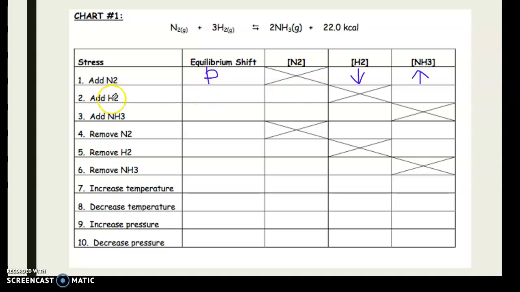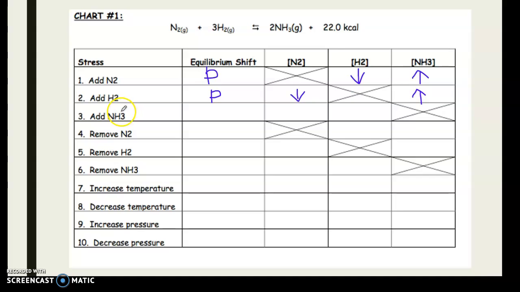Now, when we add H2, H2 is right here, on our reactant side. So when we add H2, it's going to shift away from it. So when it shifts away, it's going to go towards our product side. And because it went towards our product side, once again, NH3's concentration is going to increase. But N2's concentration, compared to the other increases, is going to look like it decreased.